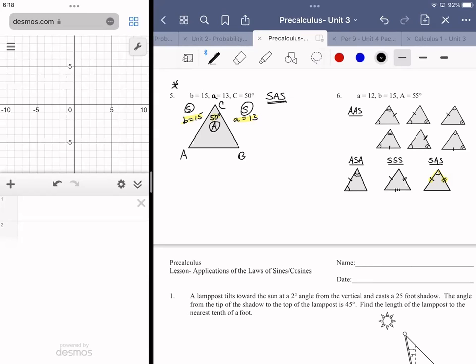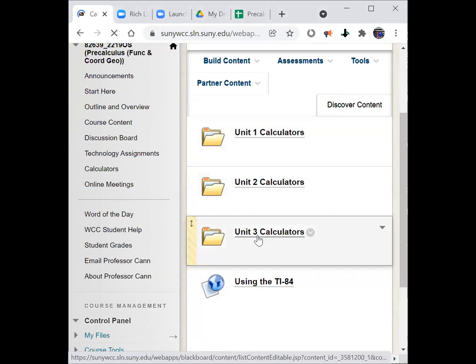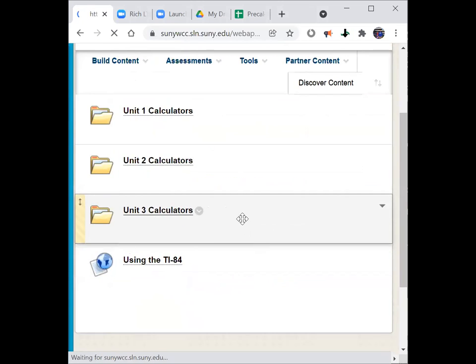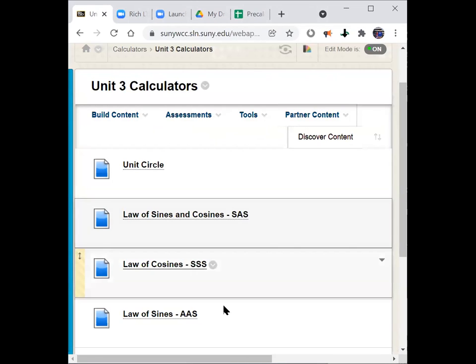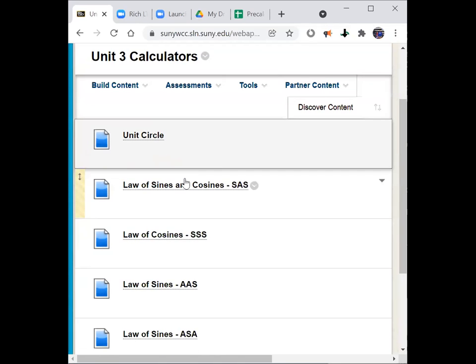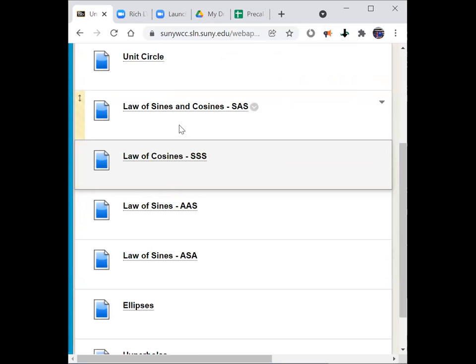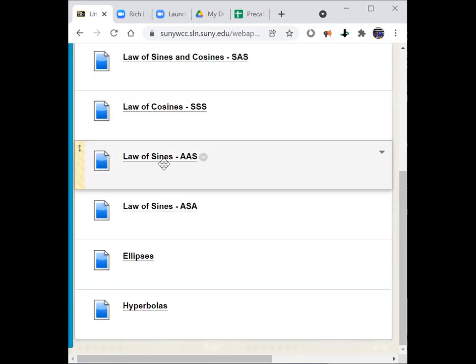So let me just pause the recording real quick. Resume recording. Under calculators, unit 3, we have all these different options. We have unit circle. That's a fun one. But law of sines and cosines, SAS, law of cosines, SSS, law of sines, AAS, and so on.